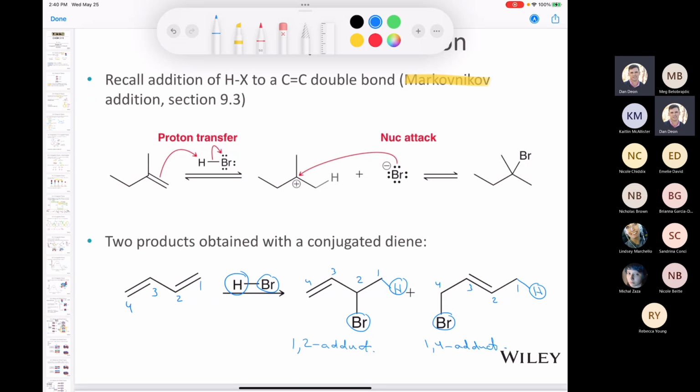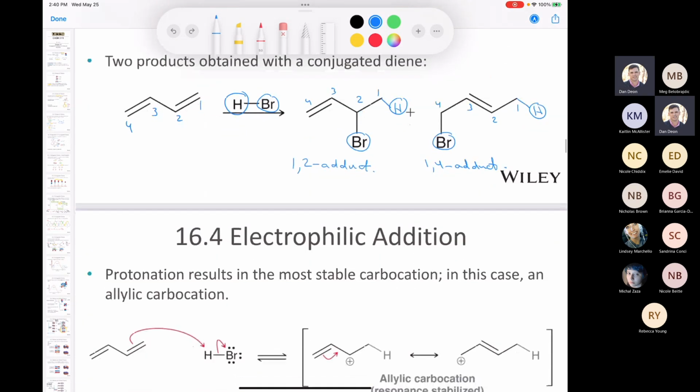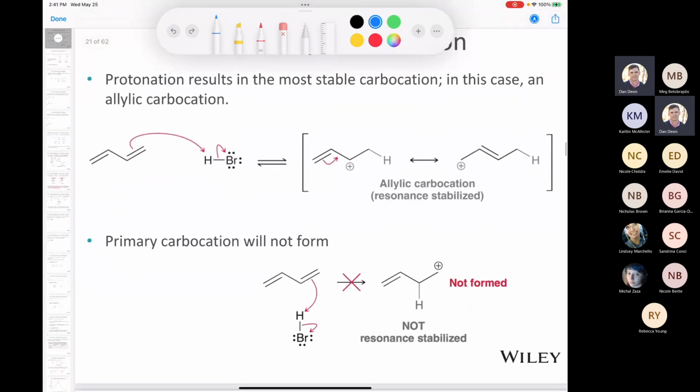So not only do you have to be able to recognize both of those, you have to be able to draw both of those. And in order for you to understand where those came from, well, I bet you can guess this one because that was just a regular Markovnikov addition. Where did this guy come from? Well, let's take a look. After you draw the carbocation that's formed after the proton transfer, we end up with what kind of carbocation? An allylic carbocation.